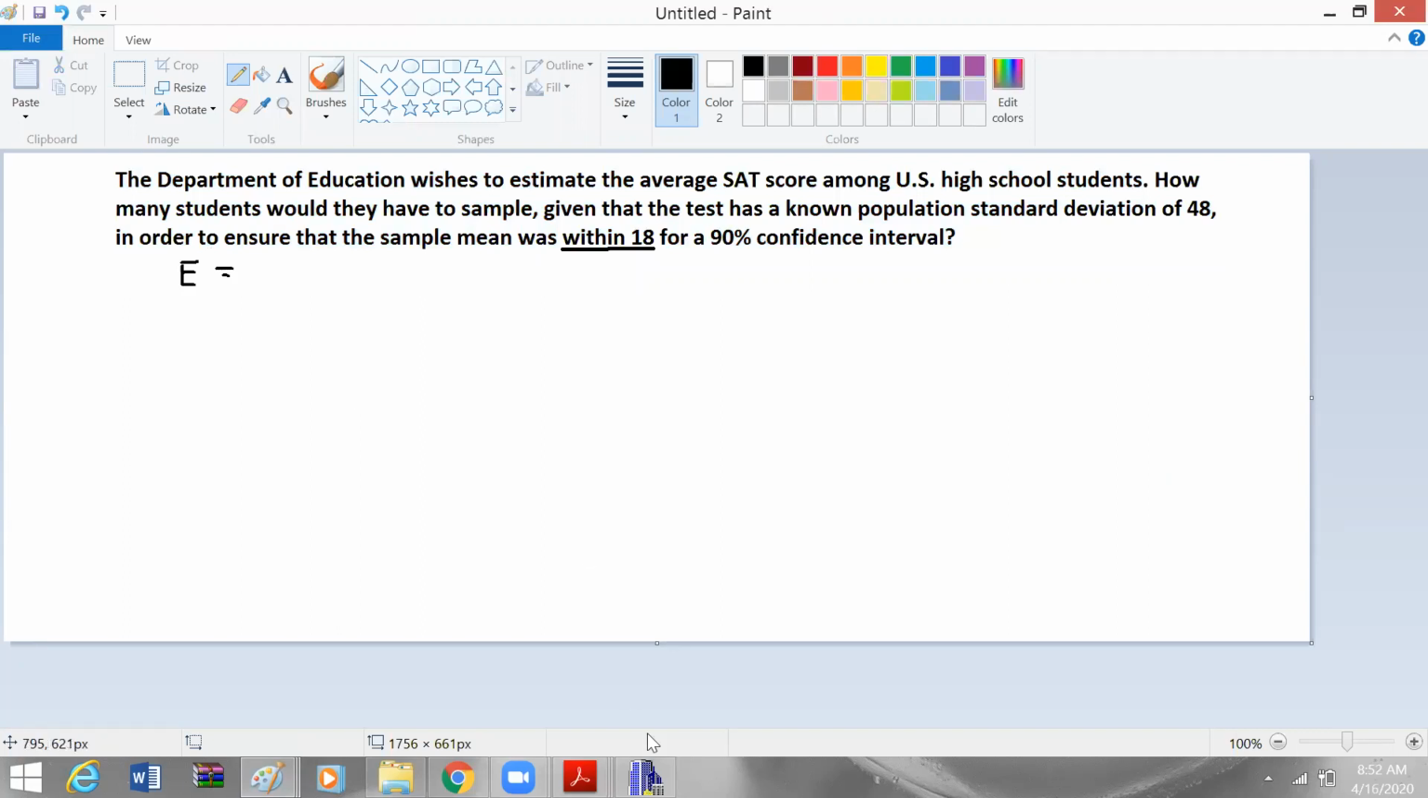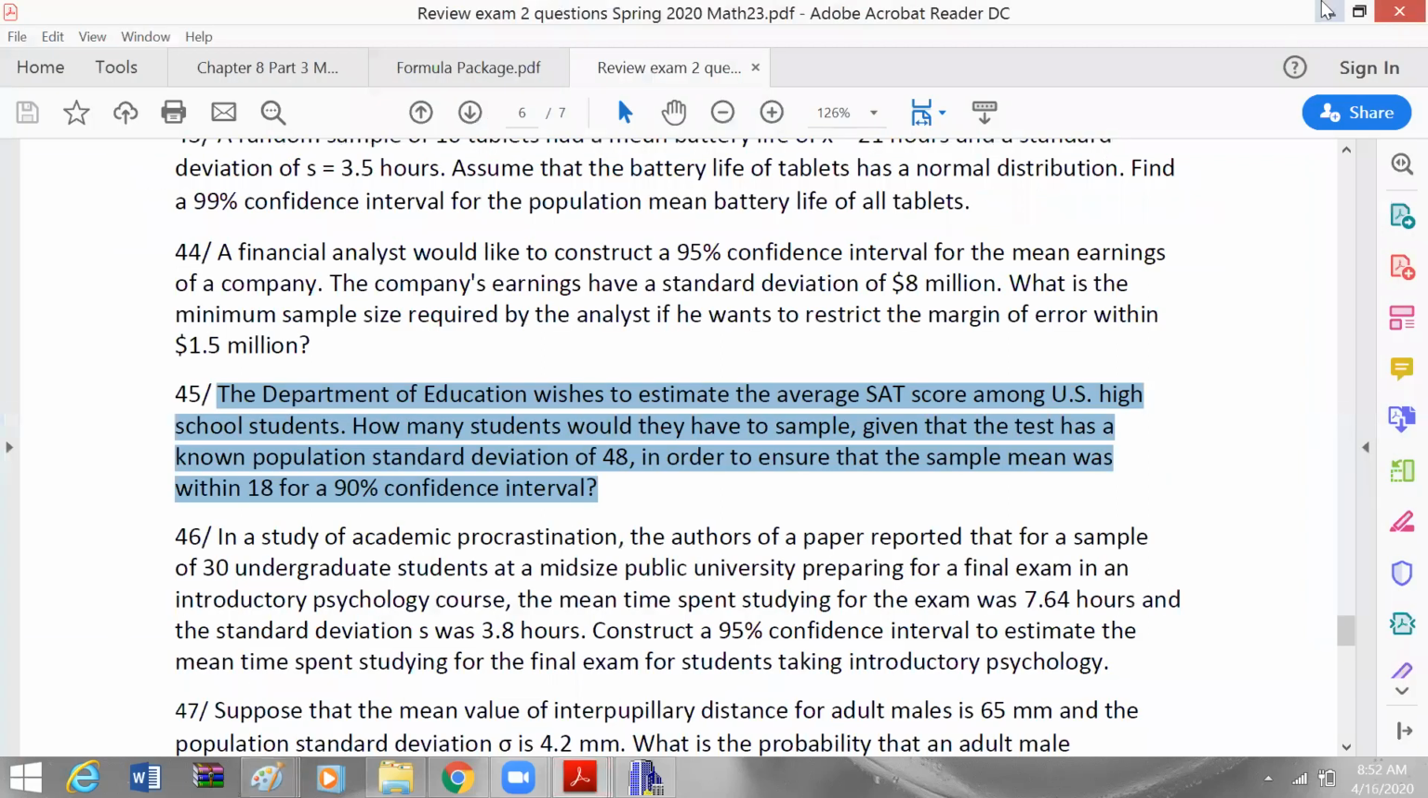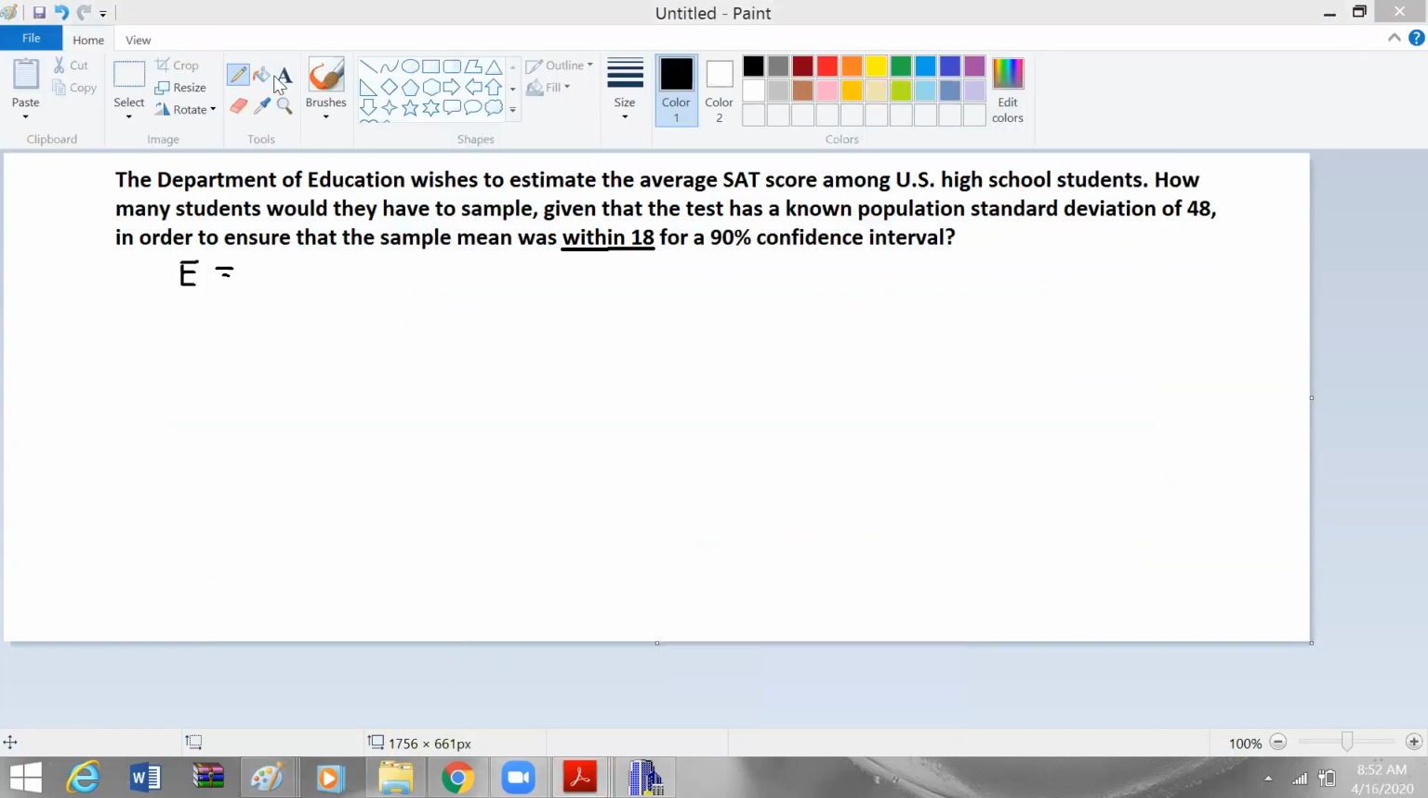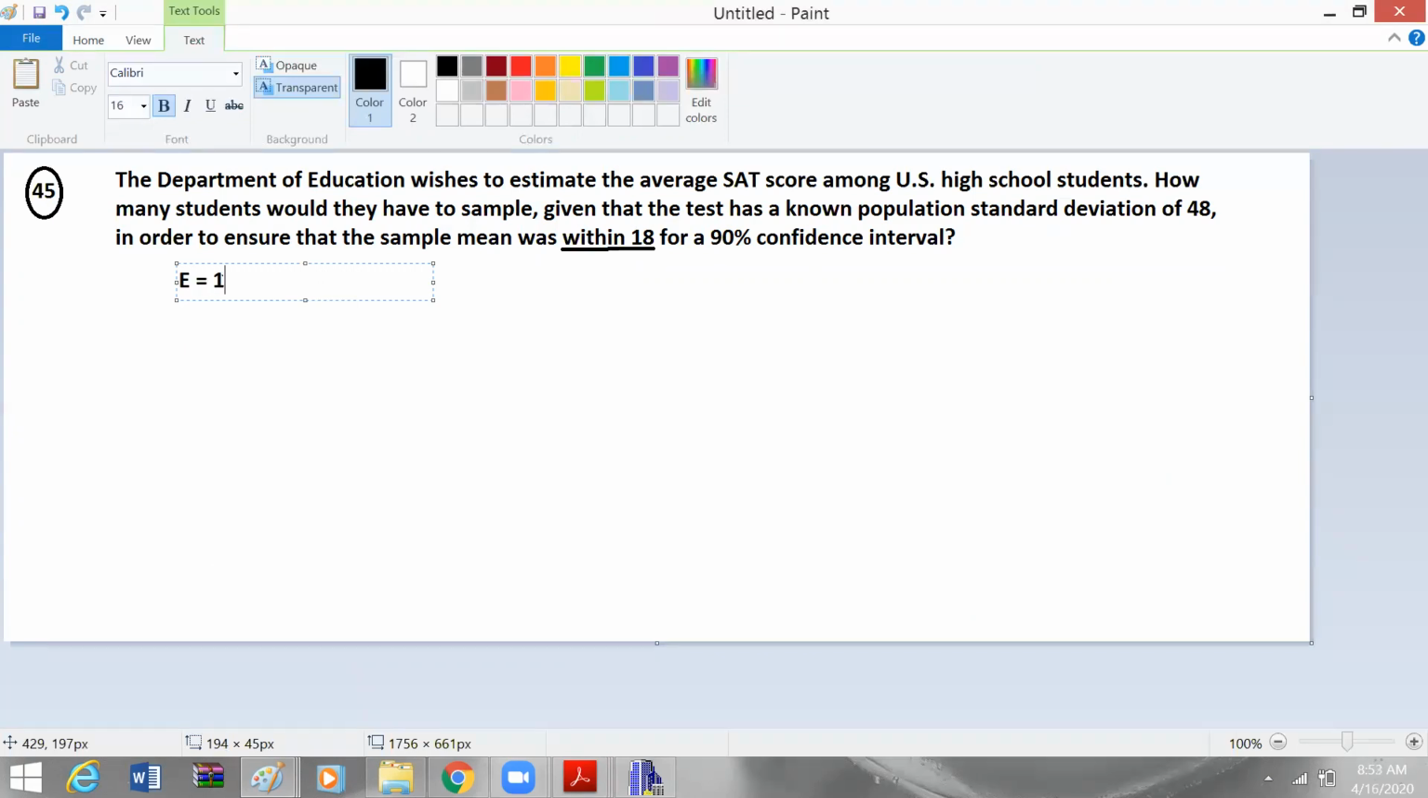Okay, so what question is that? Let me take a look. That is question number 45, and I'm going to point that right here, 45. And this is what we need to do. The error bound is given. Let me erase that and write it down, it's easier. So E equals 18.